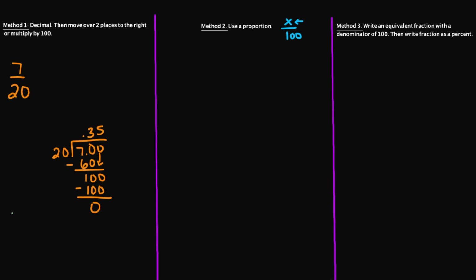As a decimal, we have 0.35. And if I'm converting into a percent, I'm going to move over 2 decimal places to the right. So we have 1, 2. It's right there, which is 35. So this is going to equal 35%. Method 2, if we do a proportion, so 7 over 20 equals x over 100. I'm going to cross multiply.